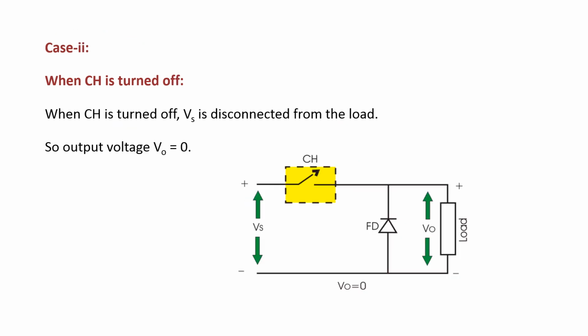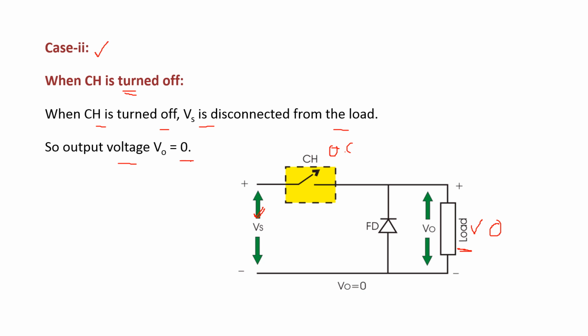Coming to the second case, we are going to turn off the chopper. It means here the chopper circuit acts as an open switch. If the chopper acts as an open switch, there is no path for current from source to load, so the voltage across the load is 0. That is, V0 is nothing but 0. That is, when the chopper is turned off, Vs is disconnected from the load, so the output voltage across the load is 0. This is the second case of the step down chopper.